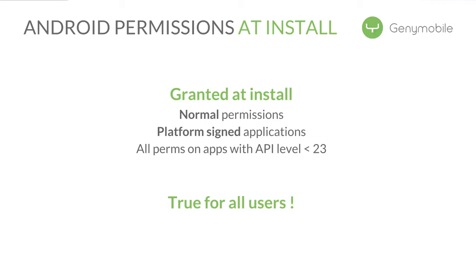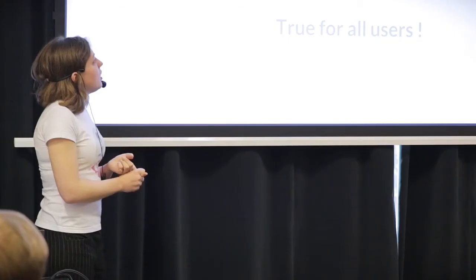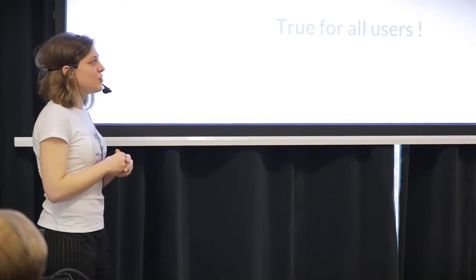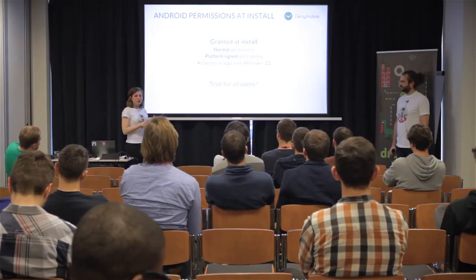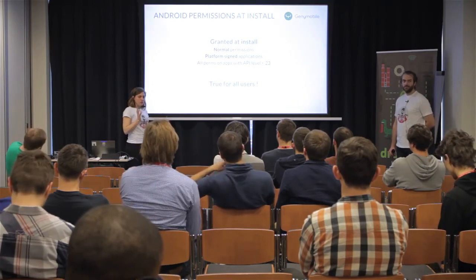Okay, so what happens at install time regarding permissions is that normal permissions are granted. And if you have an application signed with the signature of the platform, signature permissions will also be granted at this time. And regarding applications using an API level under the MARSHMALLOW version, all the permissions will be granted at install time. But what's important to remember, as we talked about multi-user, is that the permission will be granted at install time for all the users of the device, so U0, U1, and everything.